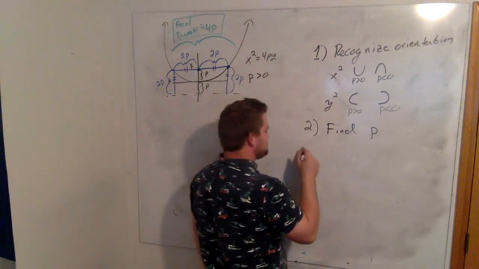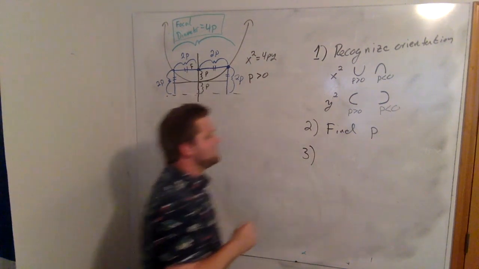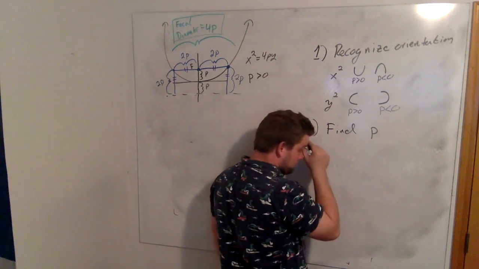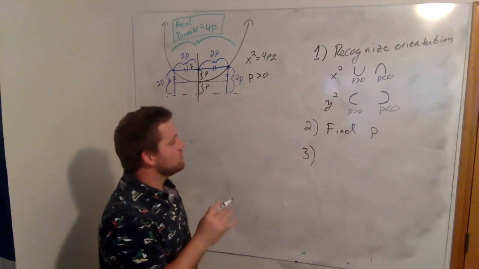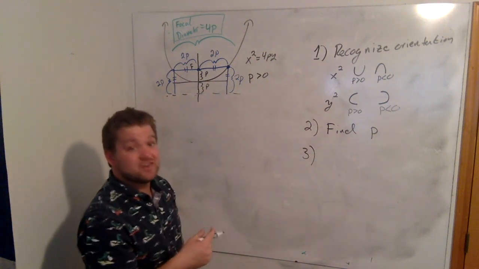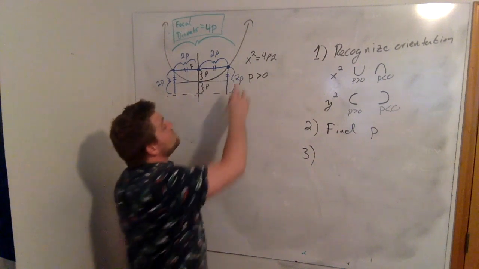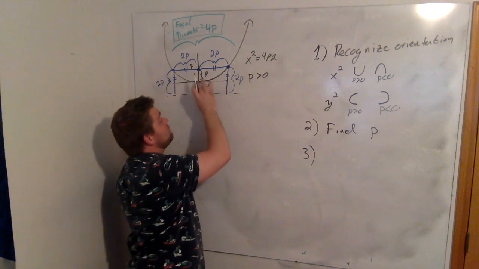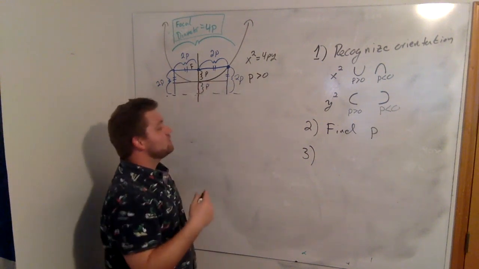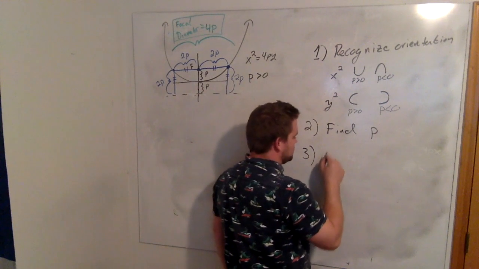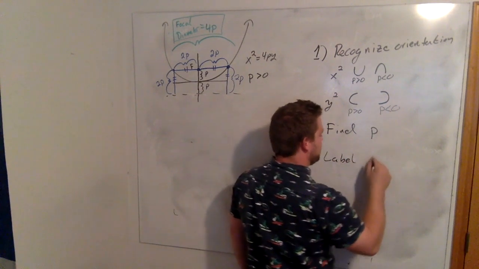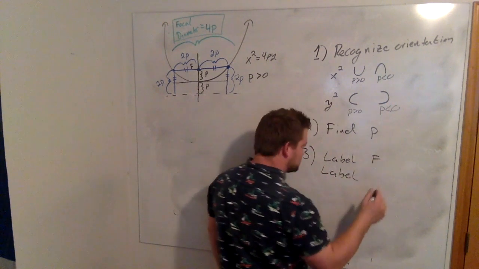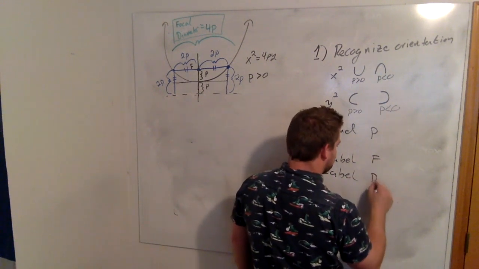The third thing you're going to need to do when you're graphing these is, I guess what I should say here is, when you're graphing the parabola, you need to know the orientation. For x squared equals 4py, for these situations, the vertex will always be at the origin. So you'll want to label the focus. I guess you're also going to want to label the directrix.